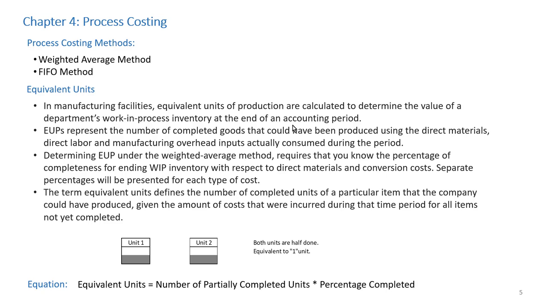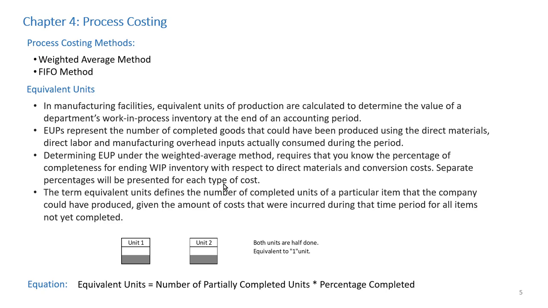Equivalent units of production represent the number of completed units that could have been produced using the direct materials, direct labor, and manufacturing overhead inputs actually consumed during the period. Determining equivalent units of production under the weighted average method requires that you know the percentage of completeness for the ending work in process inventory with respect to direct materials and conversion costs. Separate percentages will be presented for each type of cost.